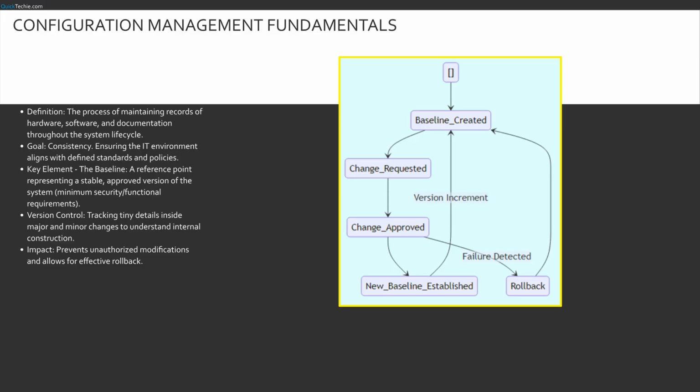It also involves strict version control. If a programmer changes one line of code, version control tracks it. Why is this vital for an auditor? Because if you can't track the configuration, you can't secure the system, and you certainly can't fix it efficiently if it breaks.